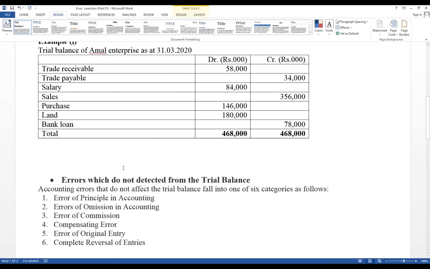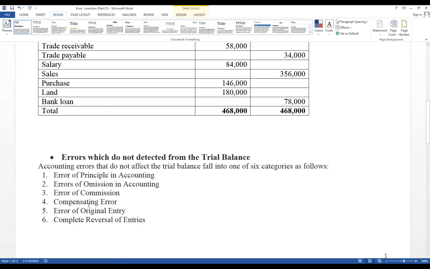Think about those kinds of errors. The basic part I have discussed: errors of principle, errors of omission, errors of commission, and compensating errors, errors of original entry and complete reversal entry. That part I have discussed already. Those kinds of errors do not affect suspense accounts.